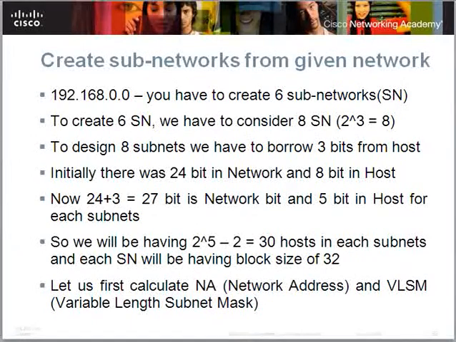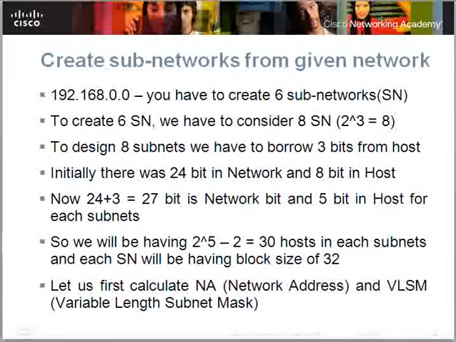So it's 8 subnetworks. To design 8 subnetworks, we have seen that we have to borrow 3 bits. Initially we have 24 bits in the network and 8 bits in the host. Now it is 24 plus 3, and we have a block size of 32 in each subnetwork, and we'll be having 30 hosts. 30 hosts means 1 for the gateway, 29 for PCs. So that's how you have to manage.